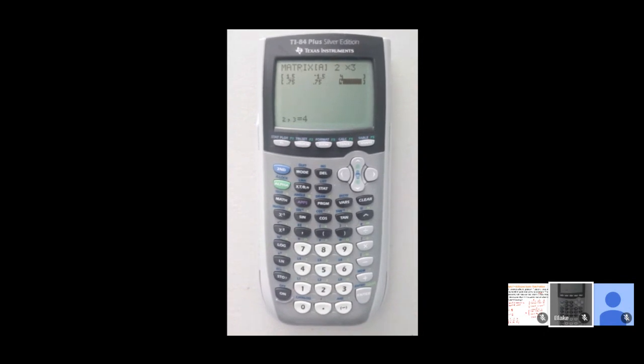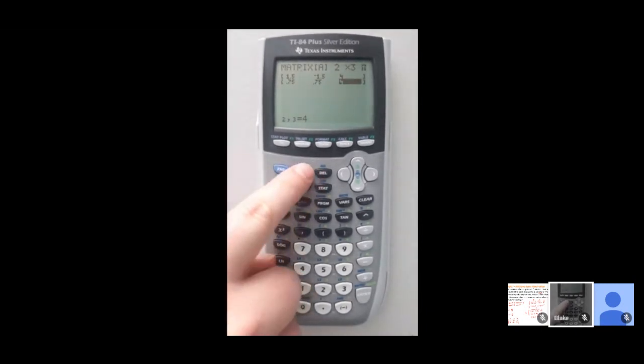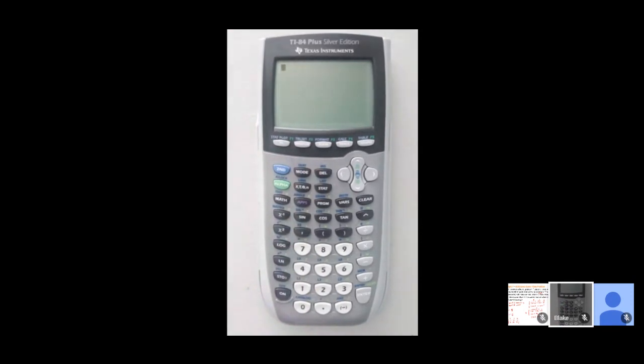Okay, now this next step is important. We're going to go back to our home screen. Okay, so make sure you press second and quit, which is right here above the mode key next to second. Get back to your home screen now. Now we're going to go back into our matrix menu. Okay, so second, matrix.